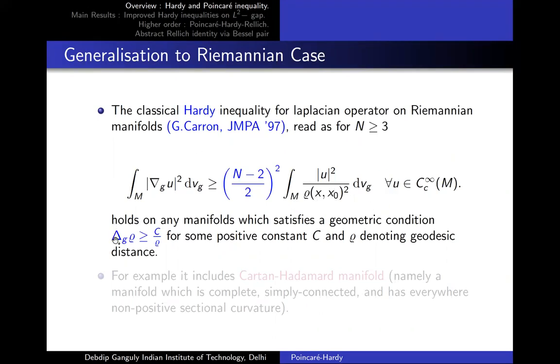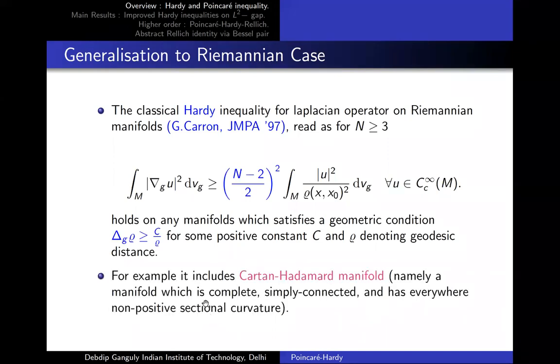The manifolds where the Laplacian of the distance function is greater than or equal to a constant times one by the distance. So automatically you can see that if your manifold is Rn, then this is equal to n minus 1 by R. So automatically this inequality is satisfied. Another large class of manifolds where this inequality is satisfied is the Hadamard manifold. That means, namely, a manifold which is complete, simply connected, and has everywhere non-positive sectional curvature.